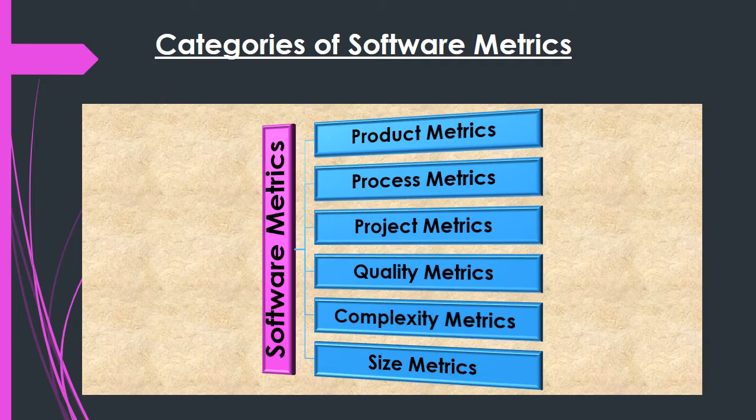So all these metrics that we have discussed so far, like product, process, project, all these are used in the development process, and these are used to measure various properties and characteristics of the development process.